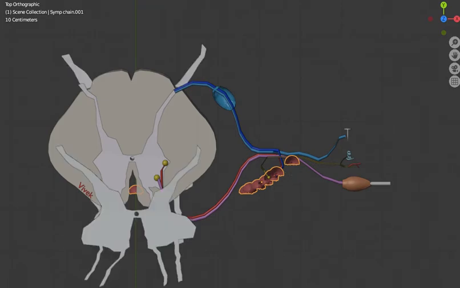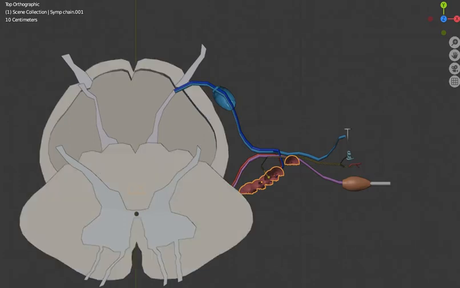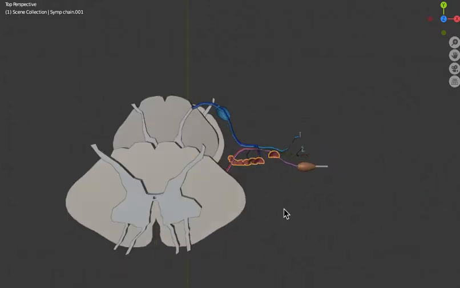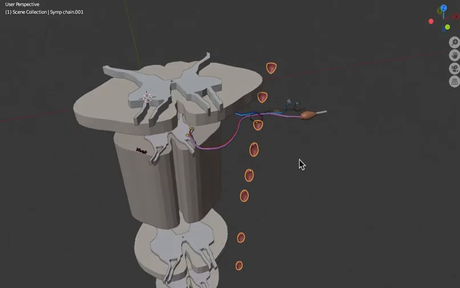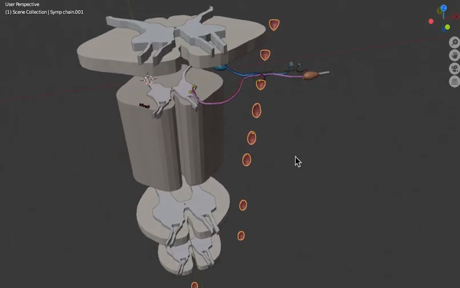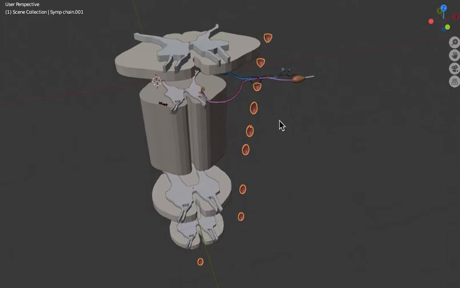I will add all the layers of the spinal cord. Yes, this is how the entire spinal cord looks. Here is the cervical segment, thoracic segment, the lumbar, and the sacral. Now remember, the sympathetic output comes only from the thoracic and the upper lumbar region, maybe till L2 or maybe L3.